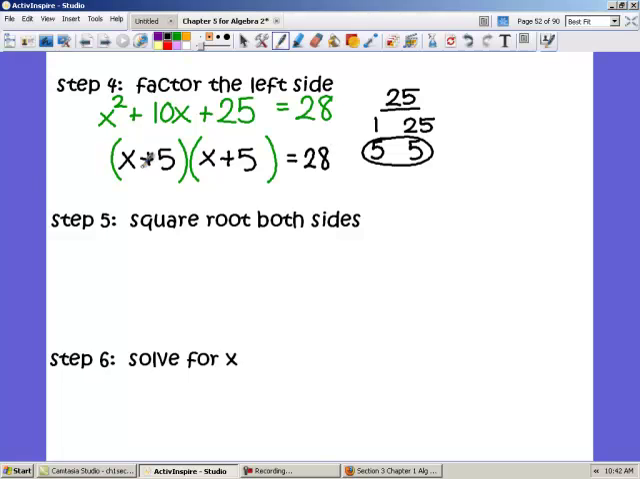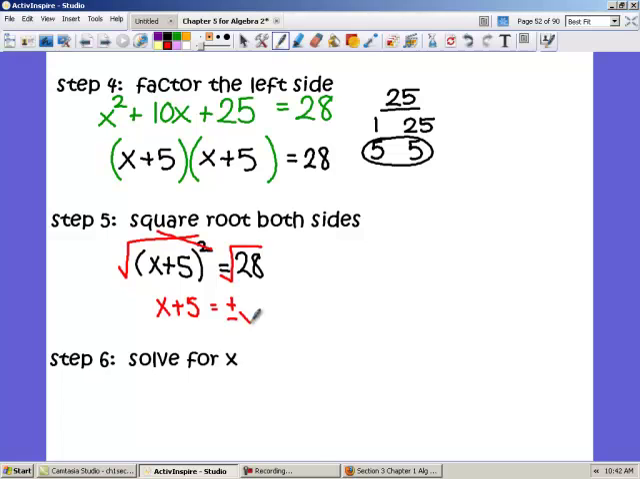Now, we also could write this x plus 5 as 2 of them. So we could write x plus 5 squared, because there are 2 of these. And that brings us to the 5th step, which is to take the square root of both sides, because we are going to solve this. And this goes back to another section where we solved quadratic equations. So we're going to square root both sides, which cancels that out. The parentheses will go away. We're left with x plus 5 equals the square root of 28.